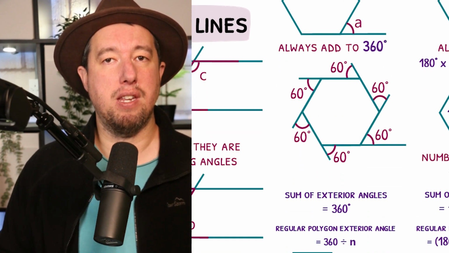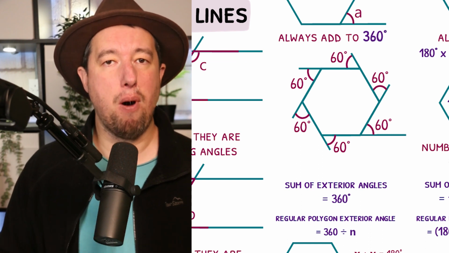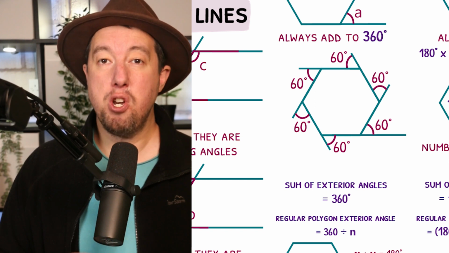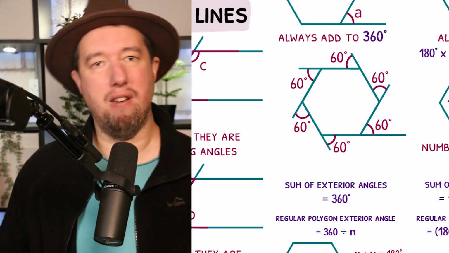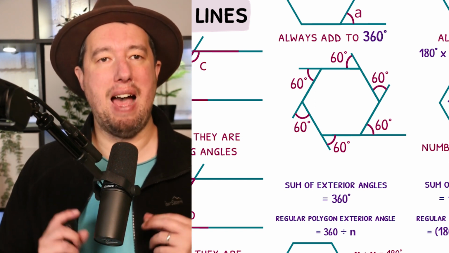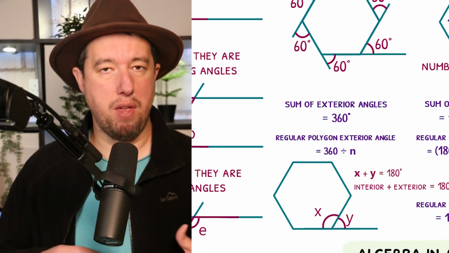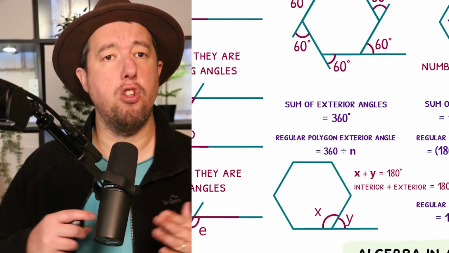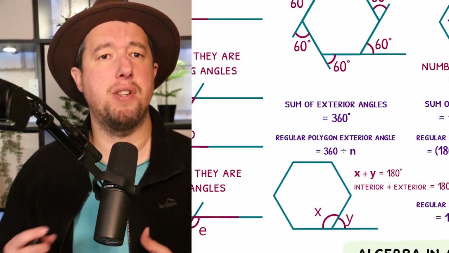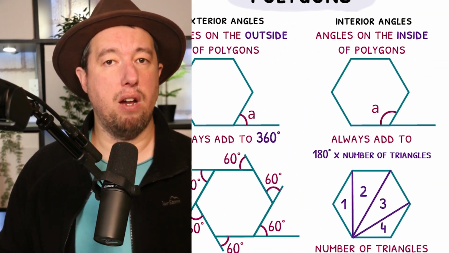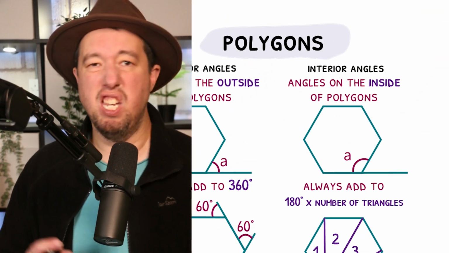The beautiful thing about these is that in every polygon they will always add up to 360 degrees. From a triangle to a Google plexicon, they will always still add up to 360 degrees. If you have a regular polygon, meaning all the angles and sides are the same, you can do 360 divided by the number of sides to find the value of one exterior angle. Interior angles are the standard angles inside a shape.